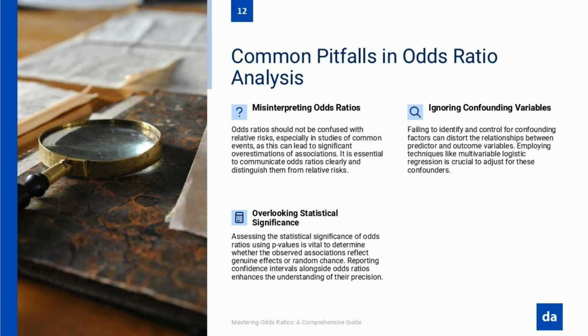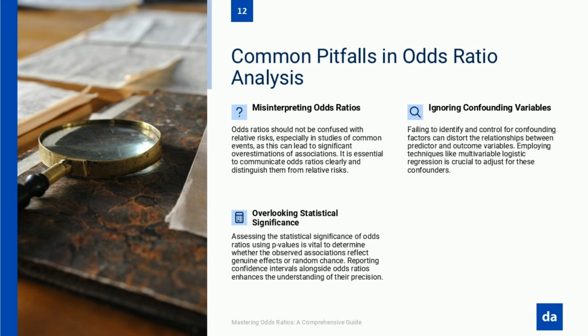This encompasses not only the statistical analysis, but also the entire research process, from hypothesis formulation to data collection and interpretation. Researchers must ensure that their study design minimizes biases, adequately controls for confounding variables, and uses appropriate statistical methods to produce valid odds ratios.